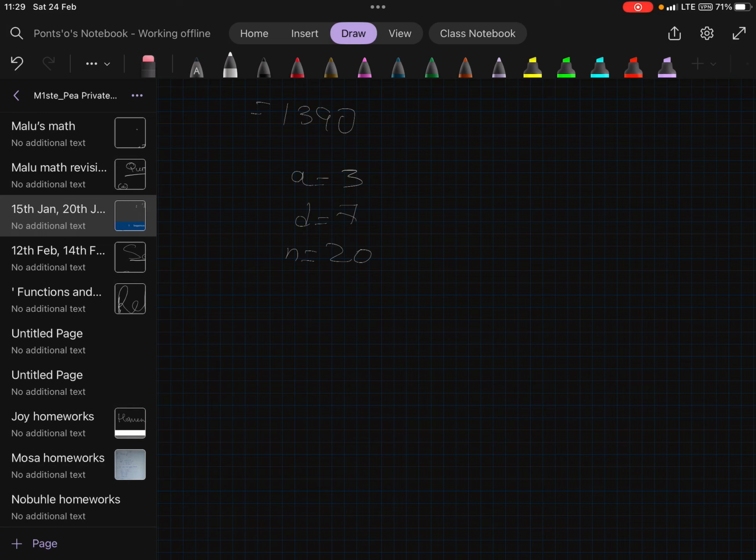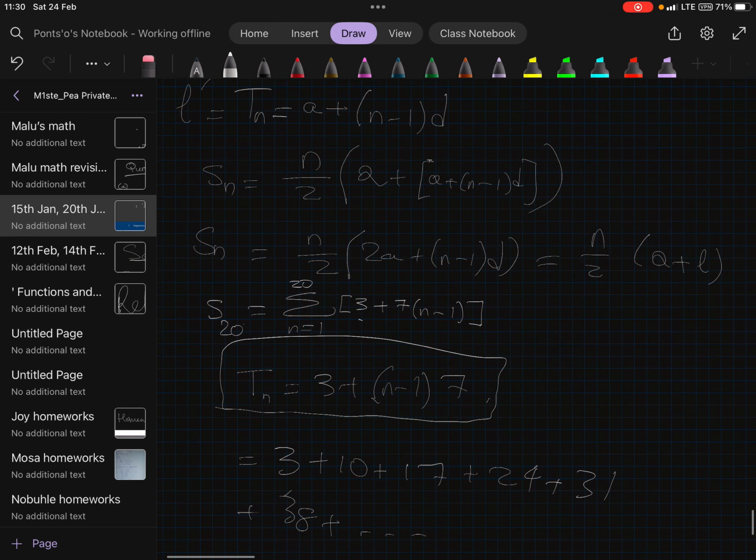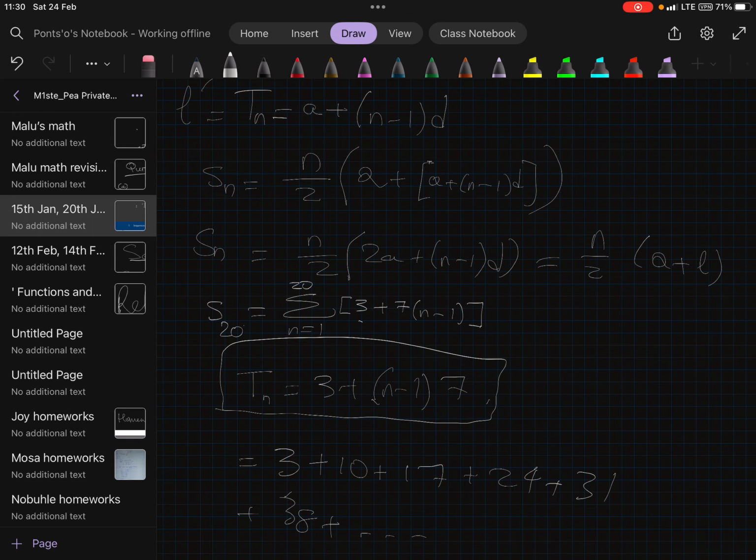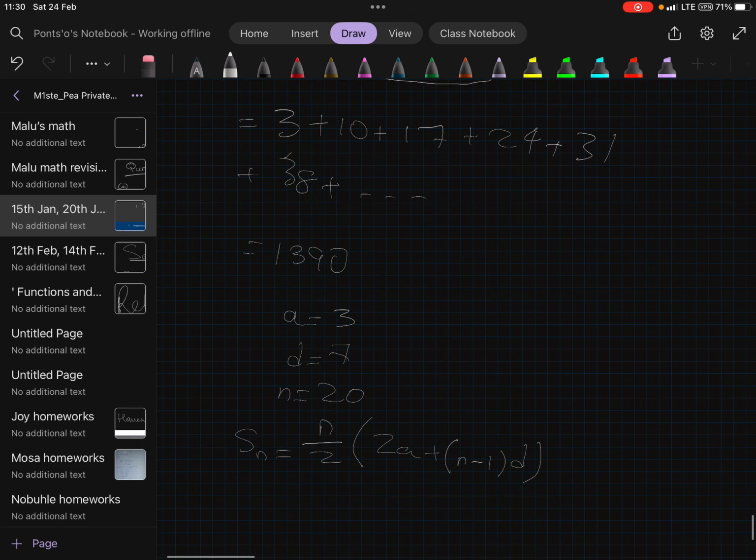And then we use the formula: the sum to the nth term is n over 2 times open bracket 2a plus open bracket n minus 1 times the common difference. And that's the formula that they listed at the top of page 26.